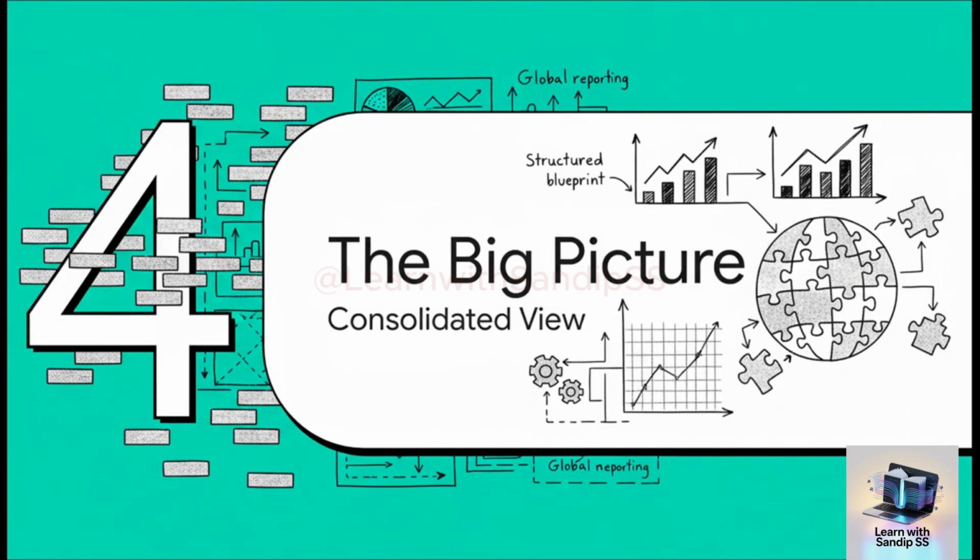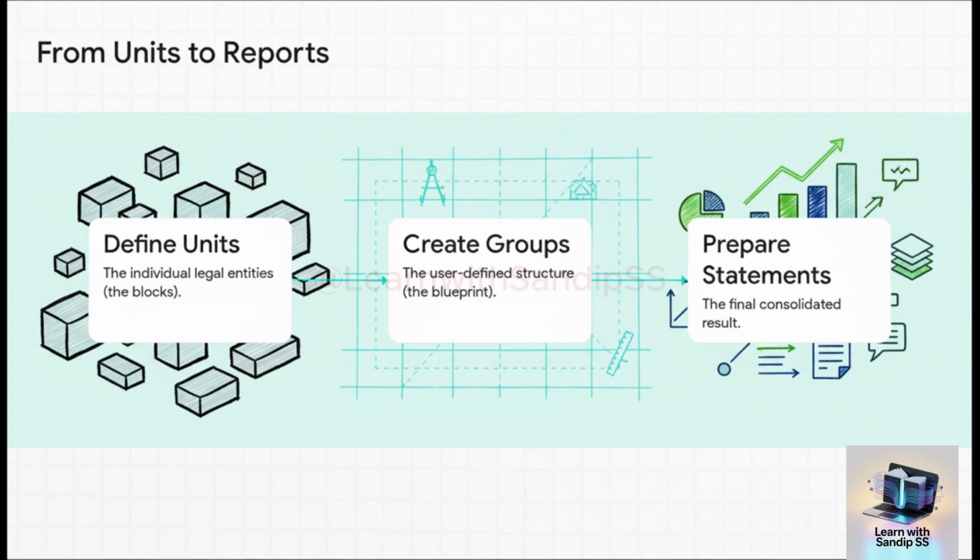So now we can start to see how all these pieces really snap together. We've gone from individual bricks to a structured blueprint, and it's all designed to solve that initial, super complex challenge of global reporting. It really all boils down to this simple but powerful logic. First, you identify your individual building blocks. Those are the consolidation units. Second, you arrange them using a blueprint. That's your consolidation groups. And finally, from that structure, you can generate the result, a clear, consolidated financial statement.